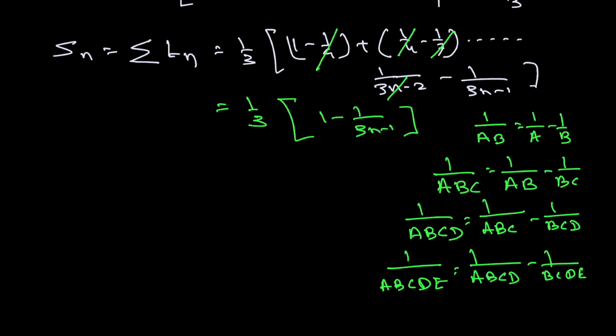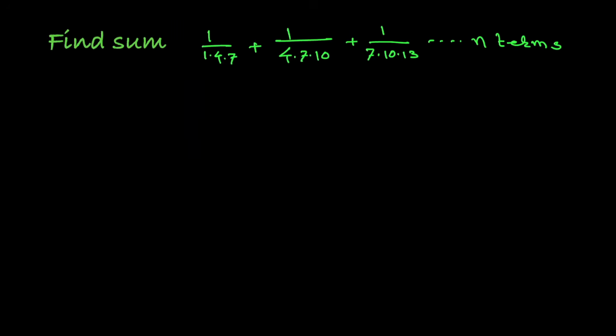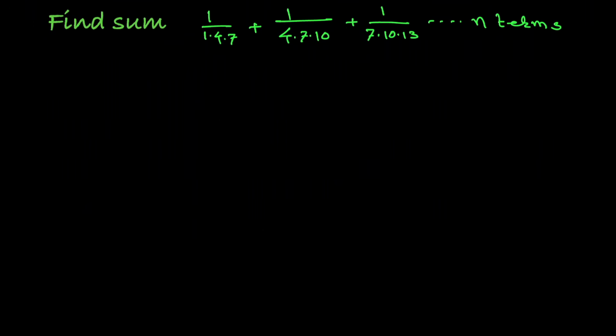Okay, so we'll apply this condition in the next sum. Suppose this is the question where there are 3 terms and we have to find the sum to the n terms. So what we'll do? First of all, anyhow we have to get the nth term. You see one thing, this is the product of 3. This 1, 4, 7, 10.